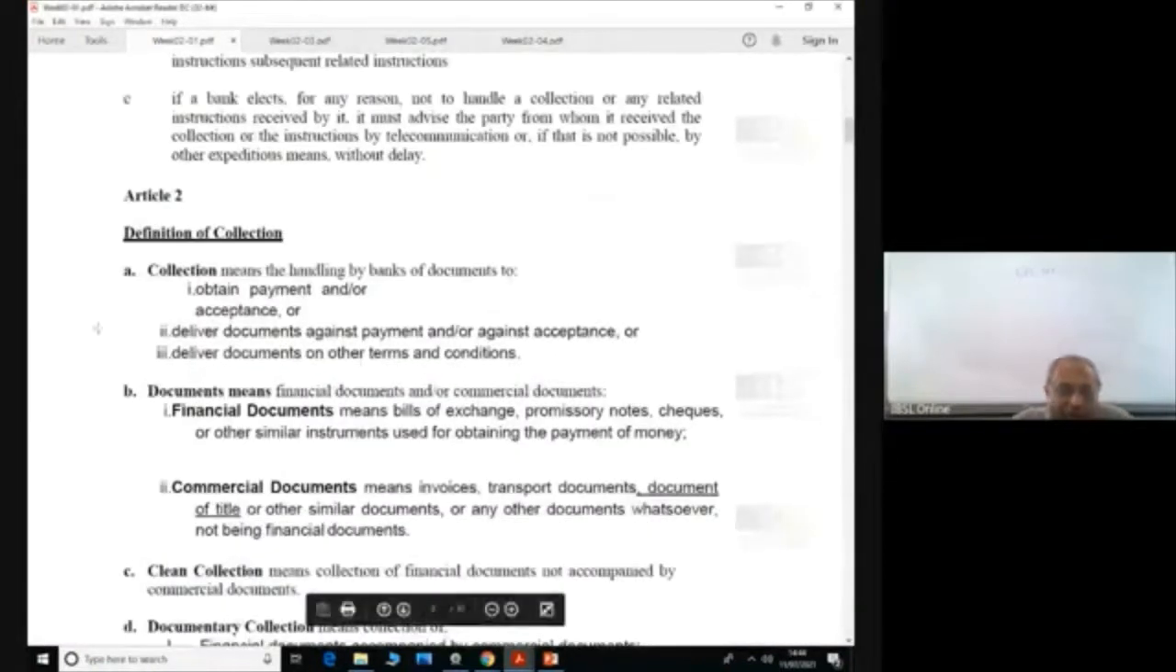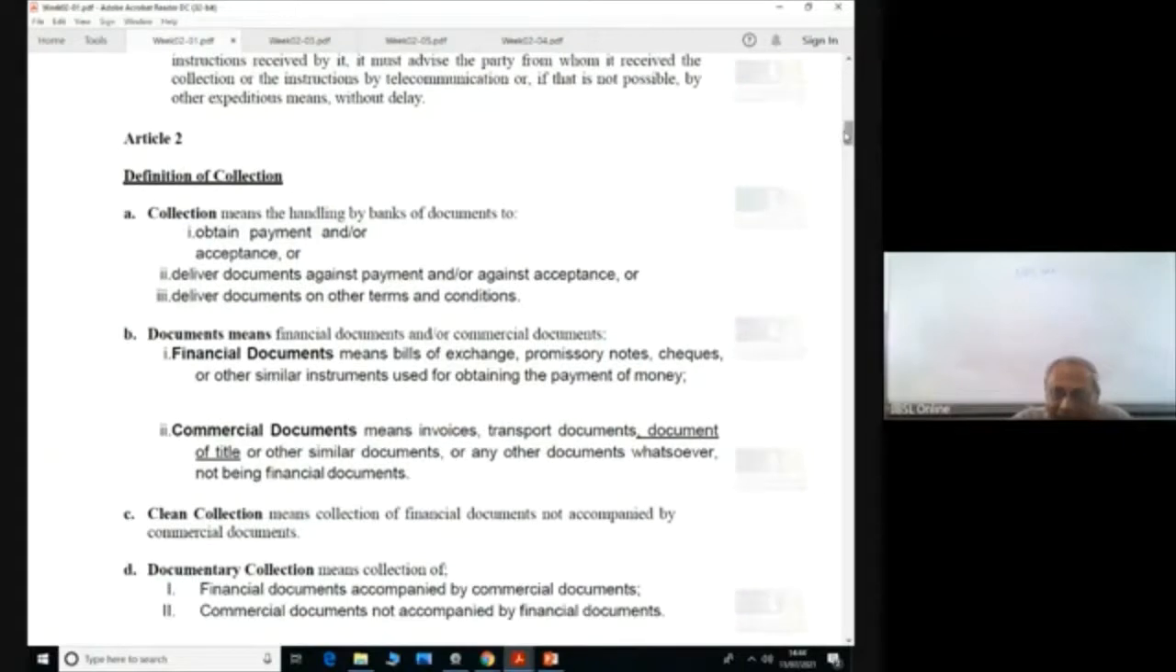Article 2C. Print this right away today so you can keep it with you, because we need this throughout. When I give you the UCP 600 also, get a printout before you come to the class. Always check your this thing.